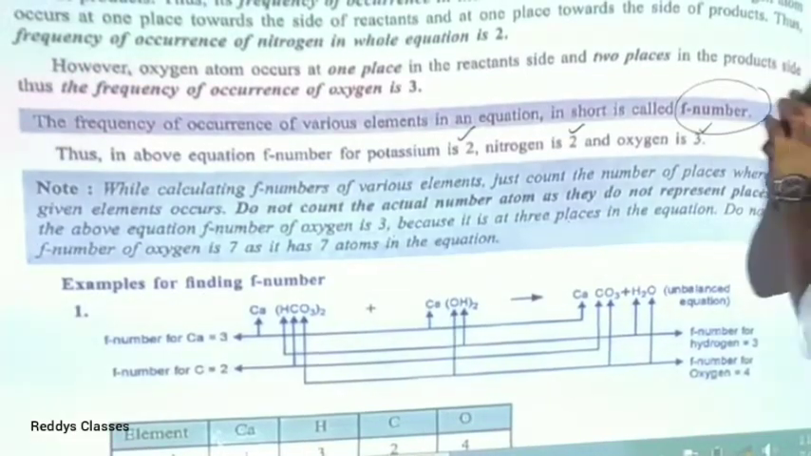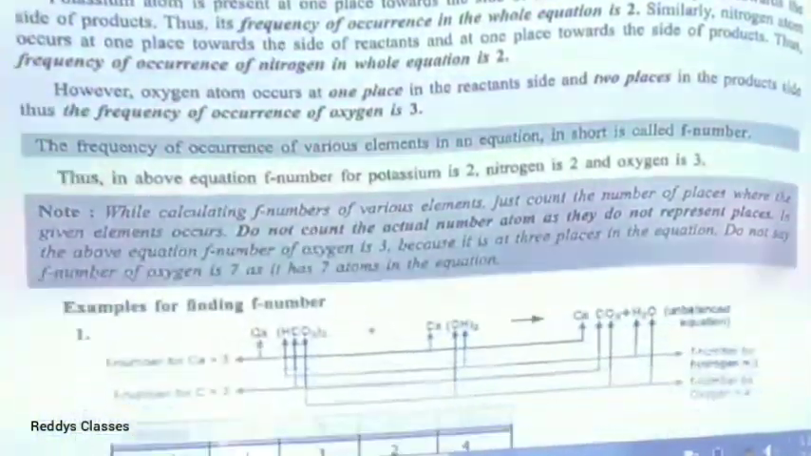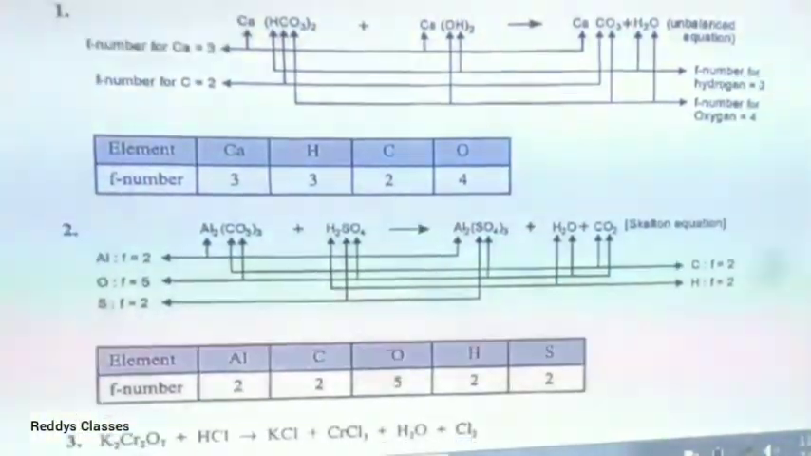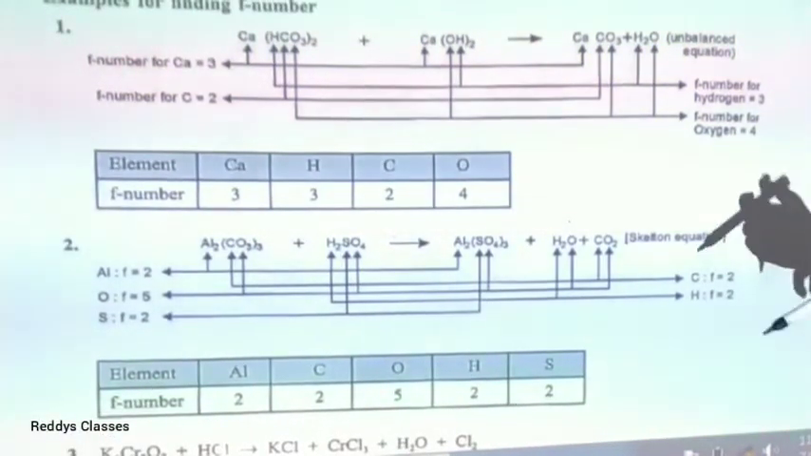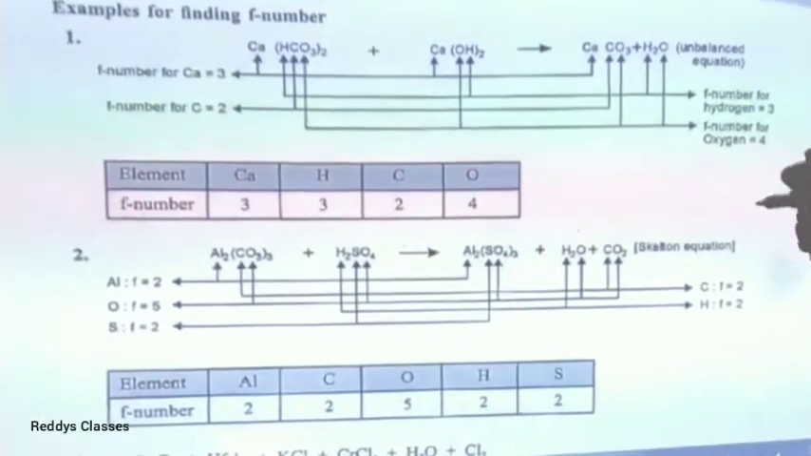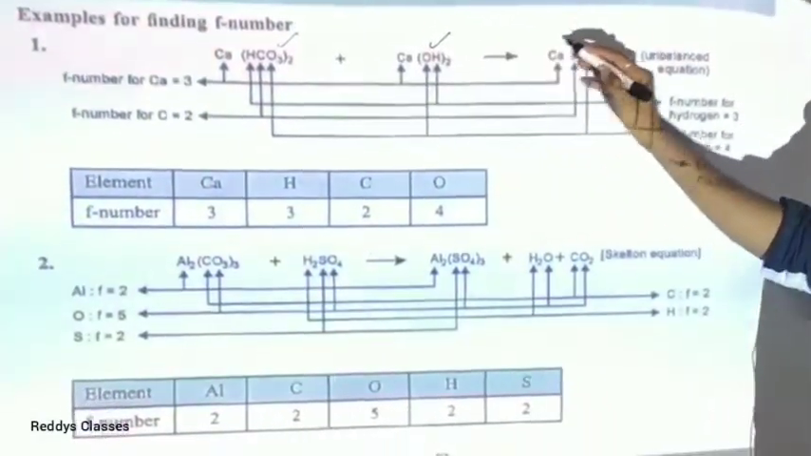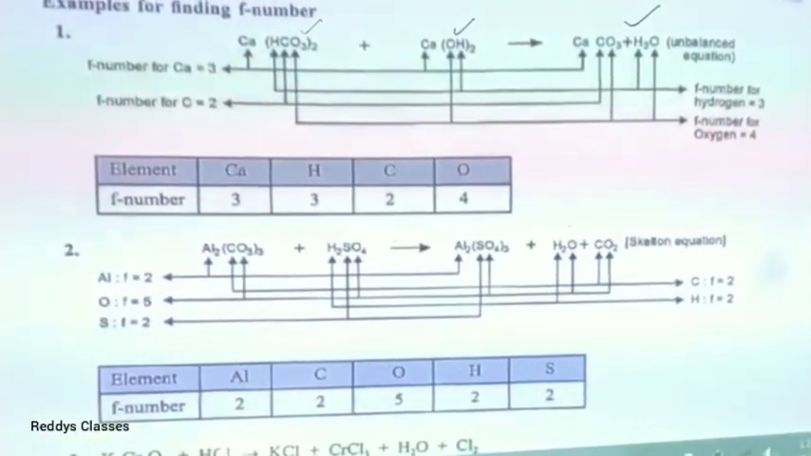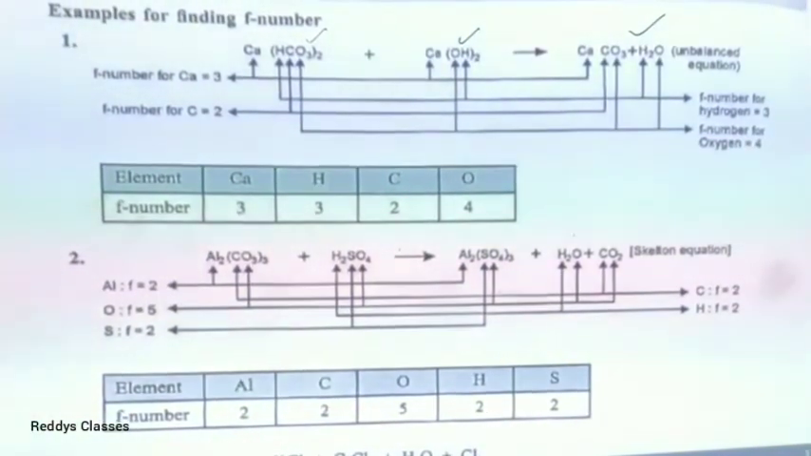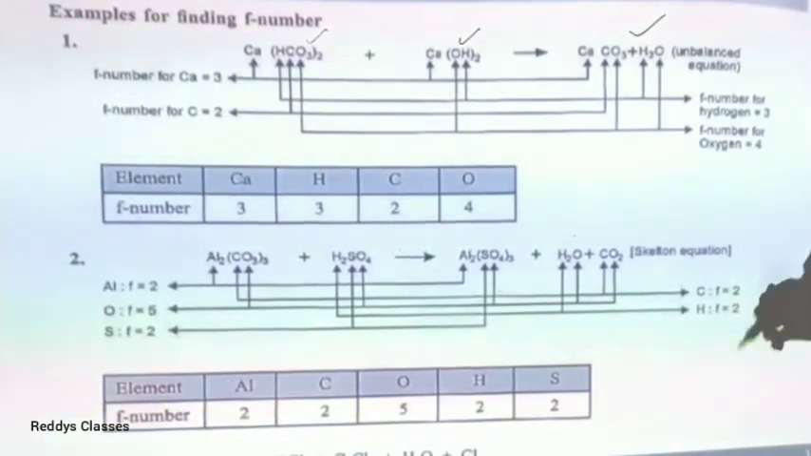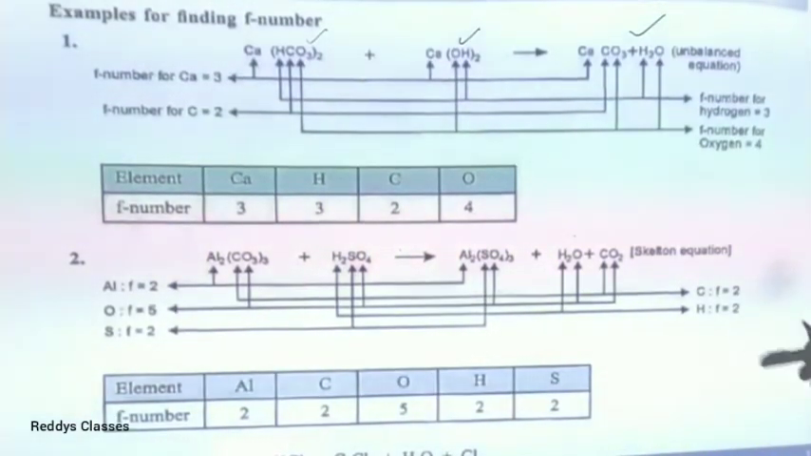Okay, let us start. Now we have these examples for finding the F number. We have Ca(HCO3)2. We have one equation here, a second compound, and this is the formed compound. We have the reactants as well as the product. We have to find what? We have to find the F number. So let us start finding the F number.